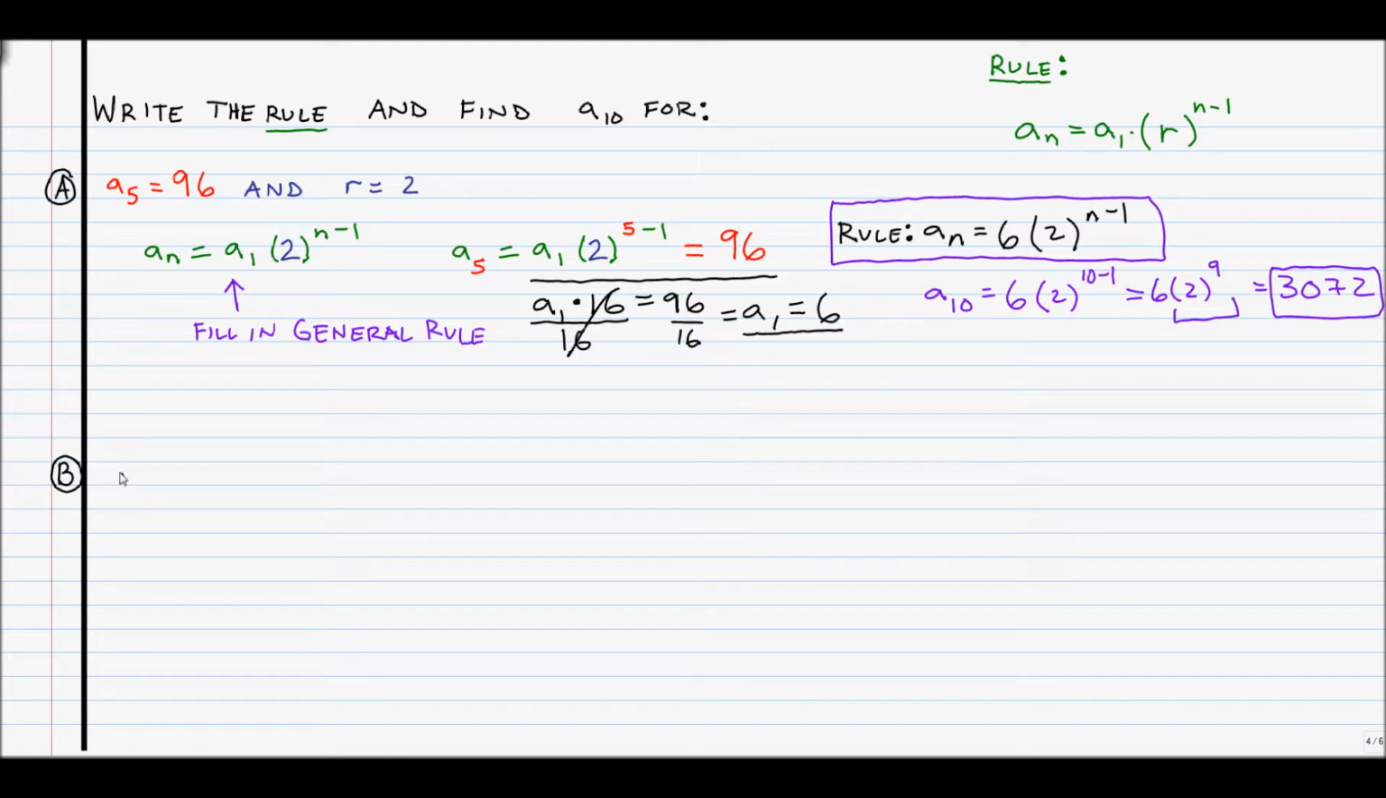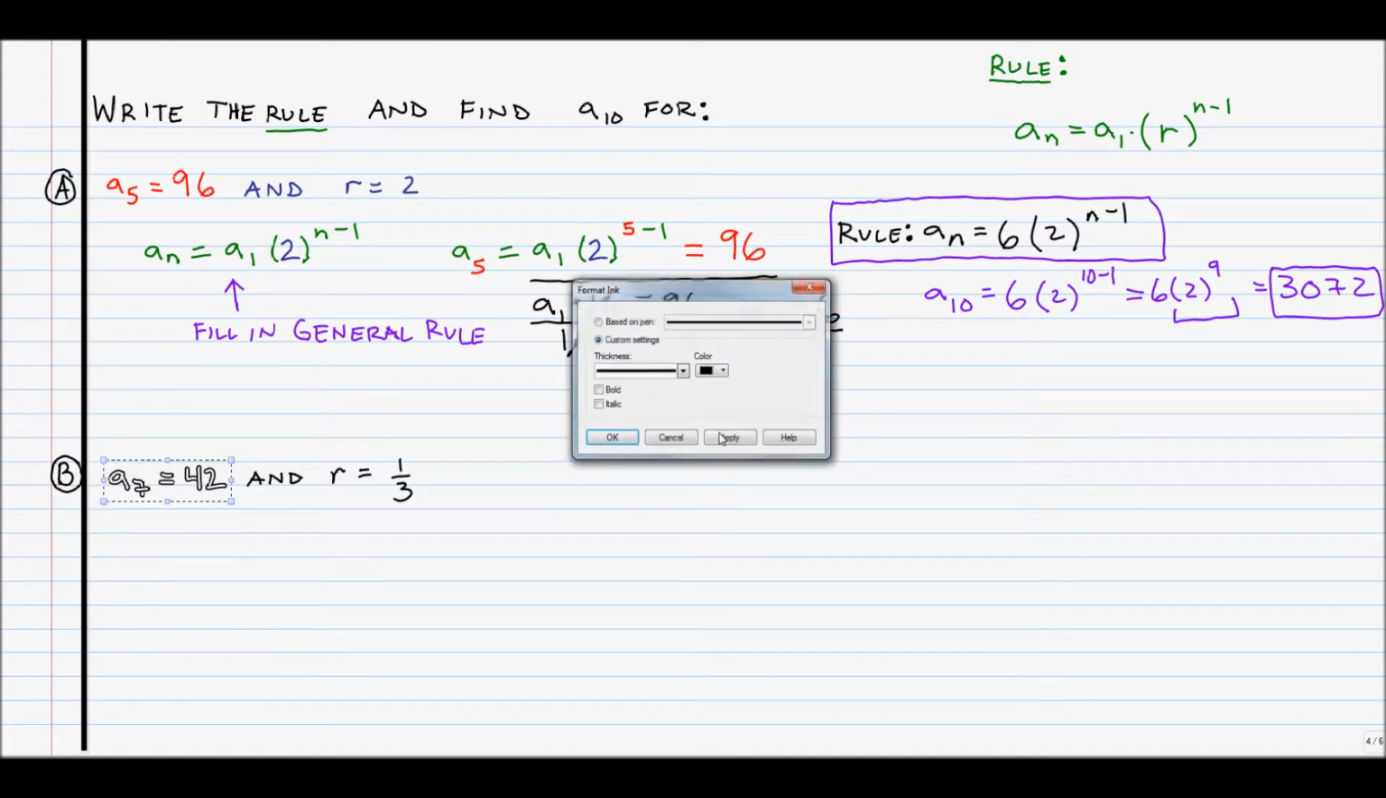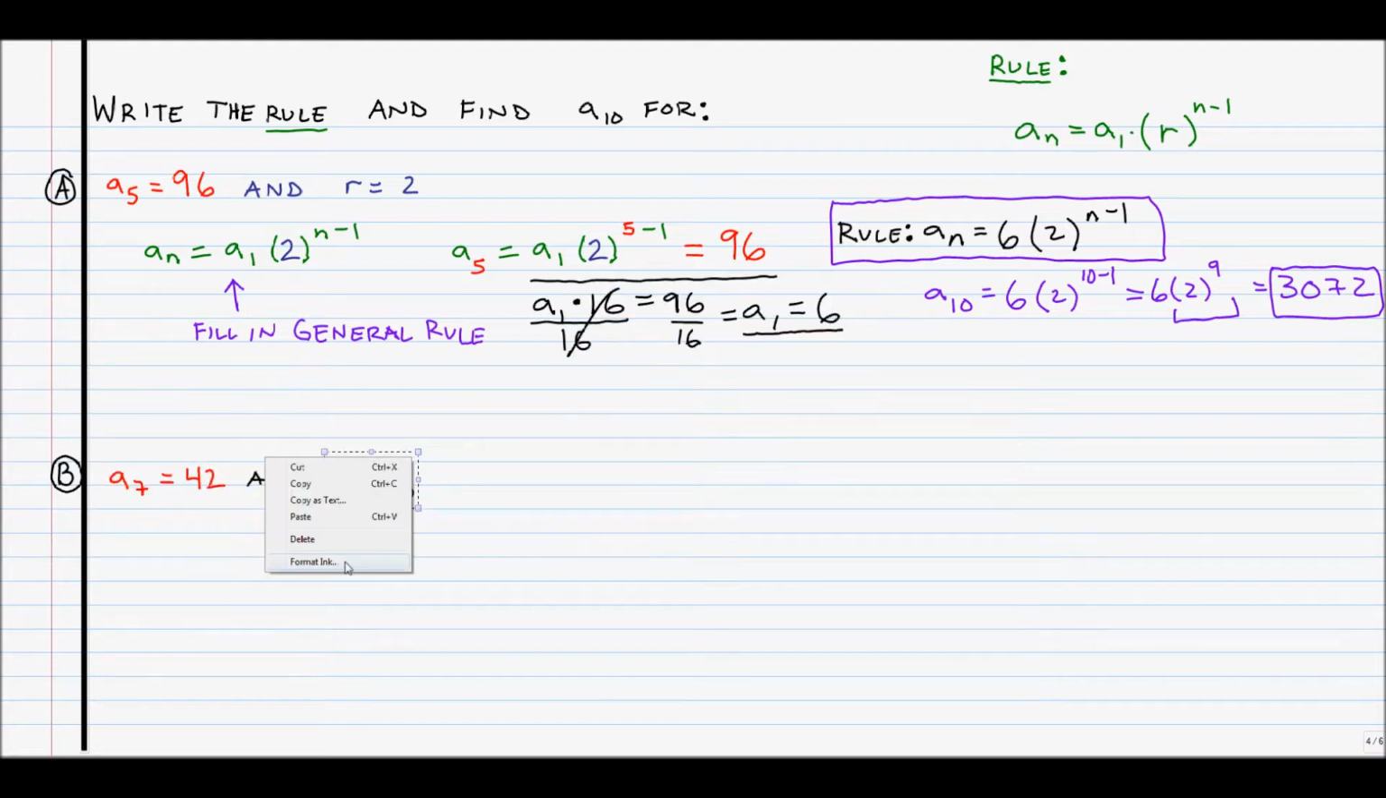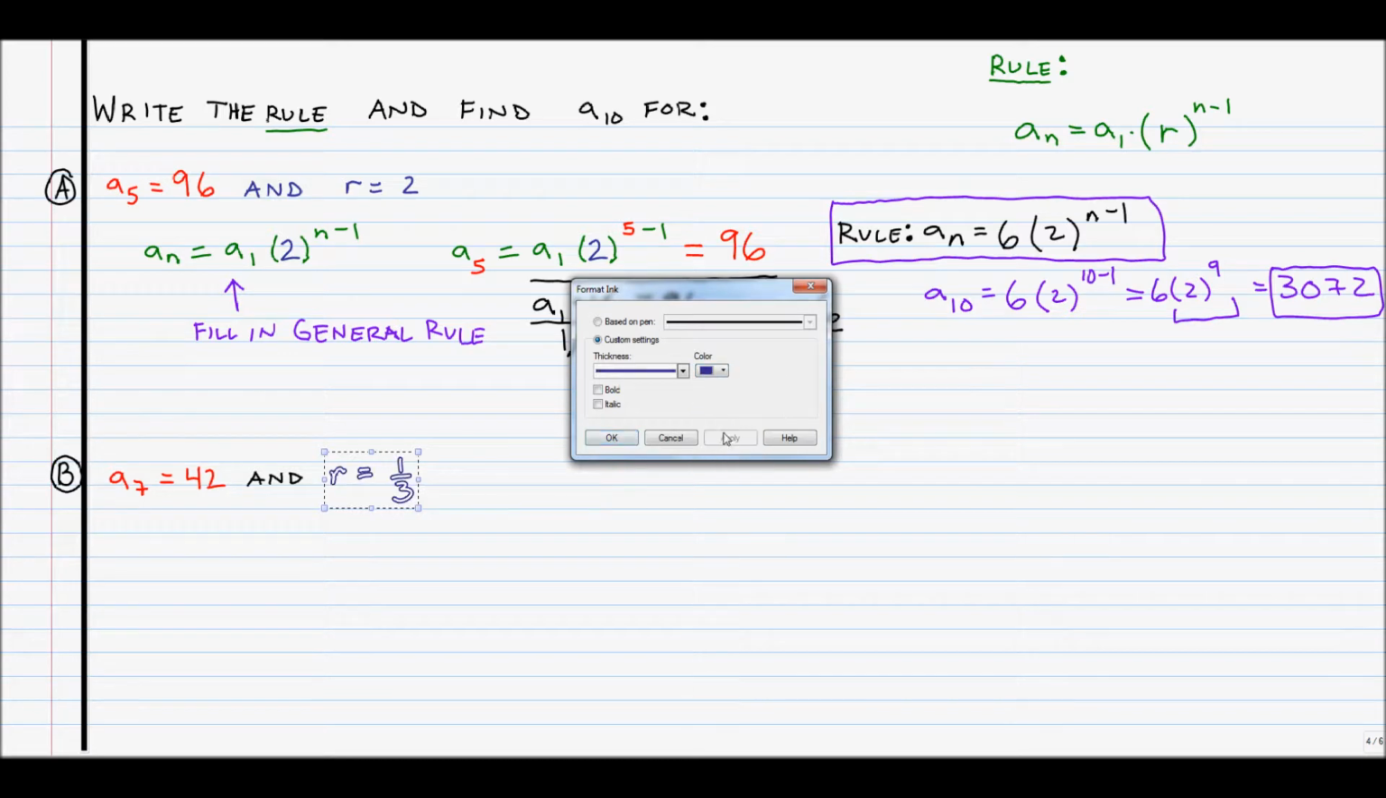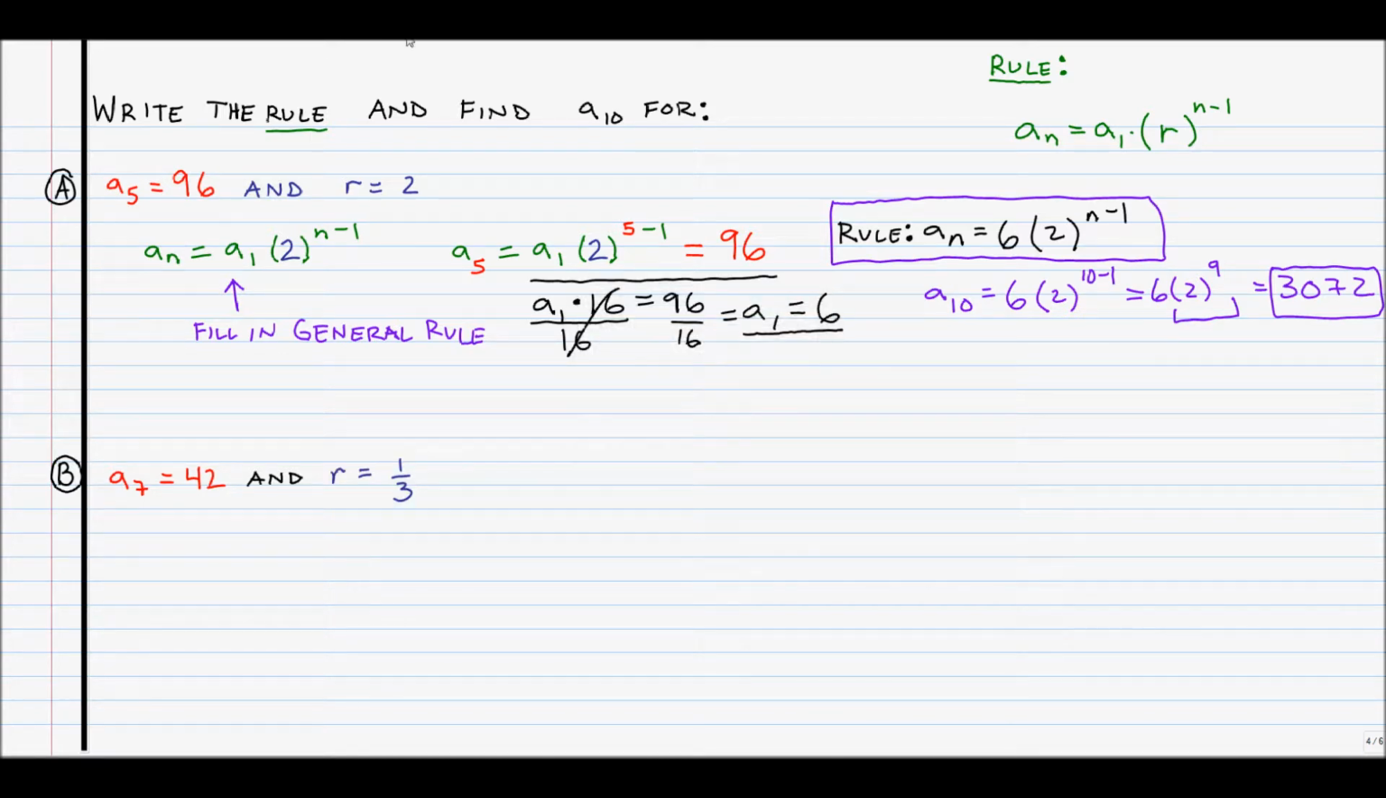So let's go with, I don't know, let's go with a sub 7 equals, let's go a nice number, 42. And then let's also say that r equals 1/3. So, already got the fraction. Couldn't keep them away, could I? So what I'm going to do is change colors here, because it'll help if we emphasize the pieces with color. So that guy is red, this guy is blue, and now our rule, as it says right here, is green.